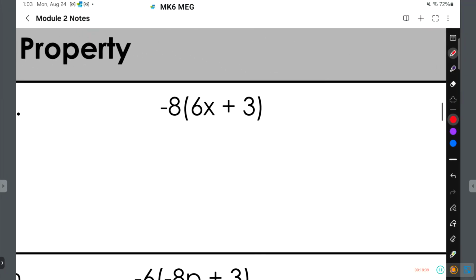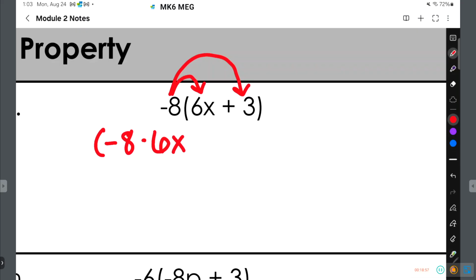Okay? This time, we're going to give -8 to 6x, and we're going to give -8 to 3. So on your homework tonight, I better see some arrows and where you rewrite it. So this is -8 times 6x, and then we've got -8 times 3. What operation is happening between those two? Addition. And where'd you get that addition from, Kyla? The original problem, right? We just plugged that in.